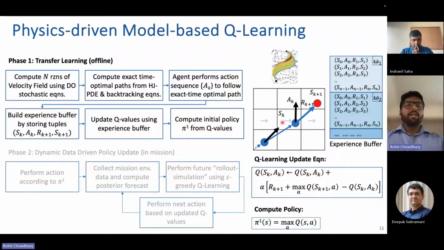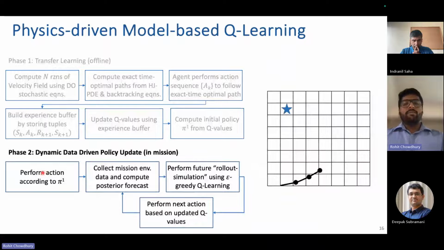looks like this. Now, the idea is to use this experience buffer to update my Q values using the Q-learning update equation. And from that, I can compute my initial policy pi1. And all of this happens offline.